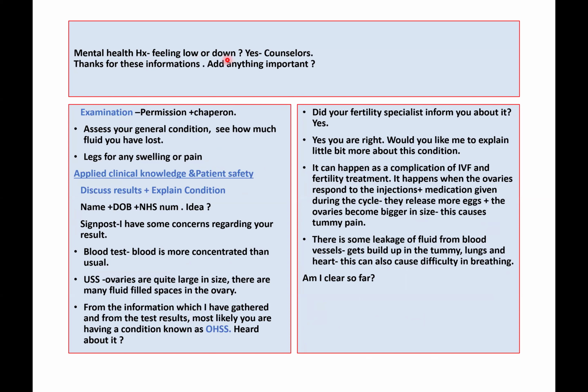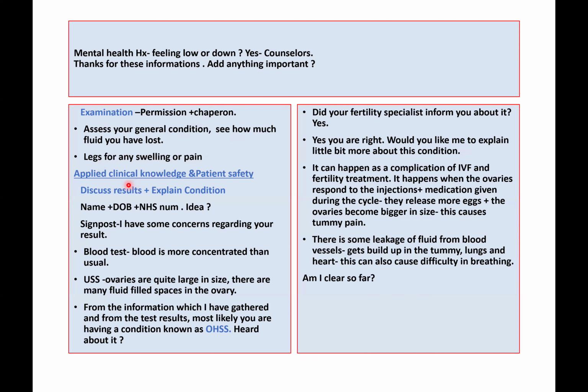Have you been feeling low down? Yes. So we can also put you in touch with the counselors. Will that be okay? Thanks for this information. Would you like to add anything important? I would like to examine you with your permission and in the presence of a chaperone to assess your general condition and to see how much fluid you have lost and legs for any swelling or pain. Will that be all right?